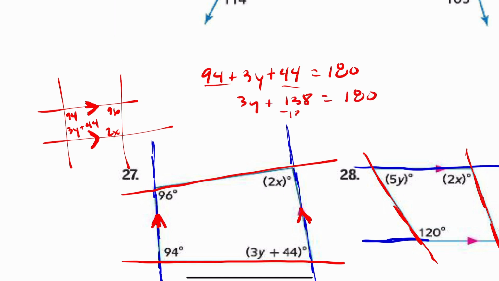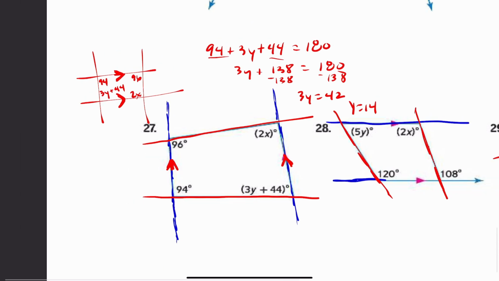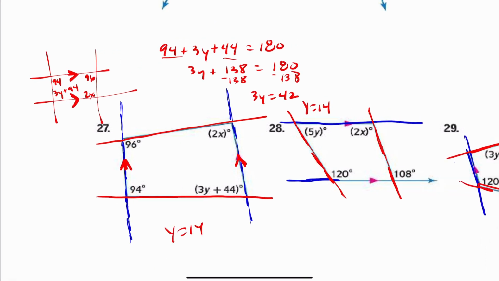So minus the 138 on both sides, and that should give me, if I can find my calculator, I guess I gotta use my computer. That's 42, right? 3y is equal to 42, which verifies 94 plus 44 real fast. Let's see, 94 plus 44 is 138. Okay, so now 3y is equal to 42. 42 divided by 3, that's 14. So y is equal to 14. Perfect, okay? So that's one of my answers. Y is equal to 14.